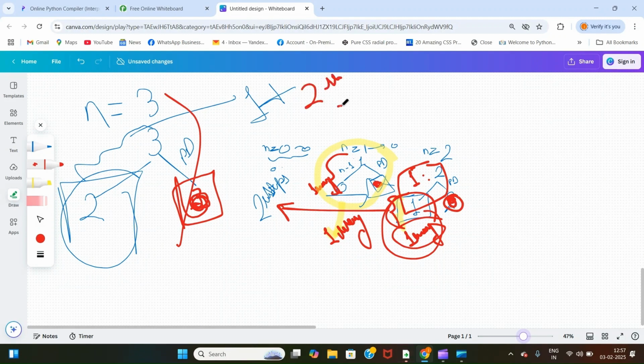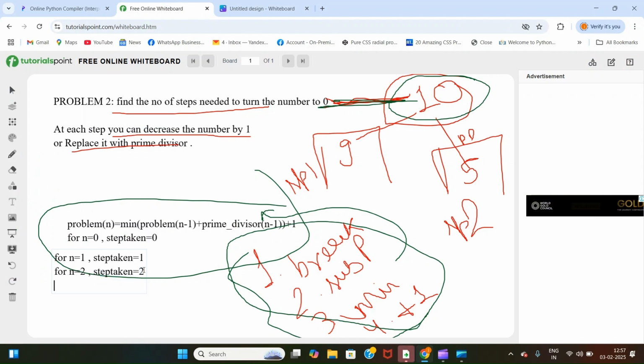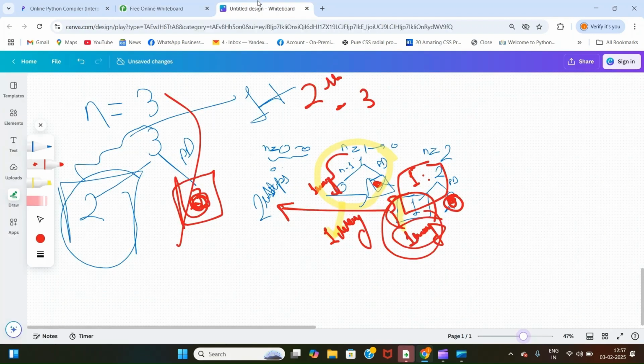Steps. Okay, that becomes 3. So the answer for n is equal to 3. N is equal to 3. So 3 will be taking, step taken is equal to 3. How I got it? From the dp of 2 plus 1. Okay. Now let's see the example for n is equal to 4.